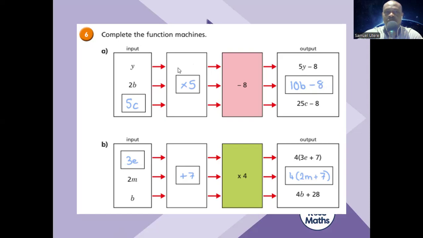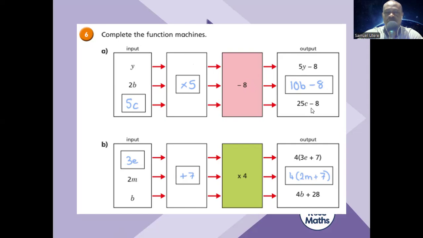So for the first one, it's clear that we're multiplying by 5 and then we're subtracting 8. So we can check with the second one. That seems to work because 2b multiplied by 5 is 10b minus 8. So that works. Okay. And then to get the input, you simply do the inverse operation.